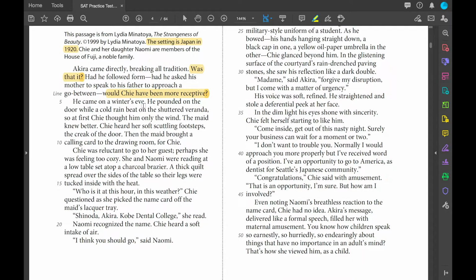And you can see that in the second paragraph here, with Chia heard her soft scuttling footsteps, the creak of the door. Super descriptive. You can hear the soft scuttling footsteps. There's a lot of noise, and so they're really focusing in on that. And so you know that there's going to be a really important moment. And the moment right after here is where Akira is asking Chia for her daughter's hand in marriage.